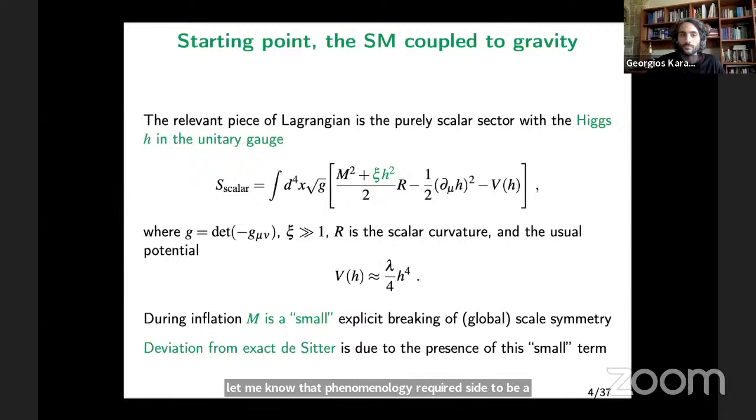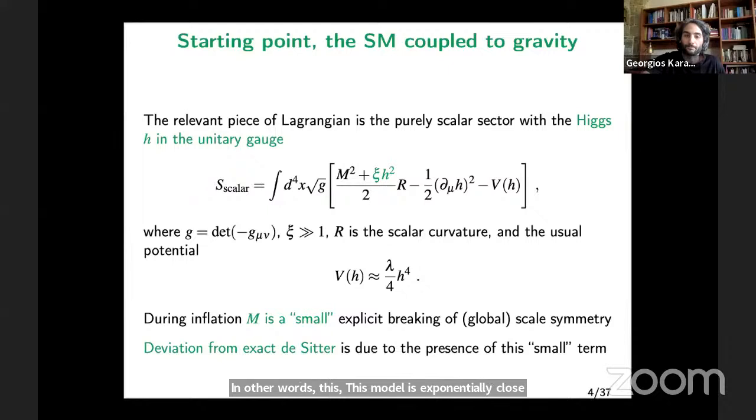And the usual Higgs potential, at the energies relevant for inflation, asymptotes to its quartic form, h⁴. Now, the way to understand intuitively why this must work and why it gives successful inflation is to realize that m, this parameter here, is a small explicit breaking of scale symmetry at field values relevant for inflation. Or to put it in other words, this model is exponentially close to de Sitter, and this will become clear in the following.